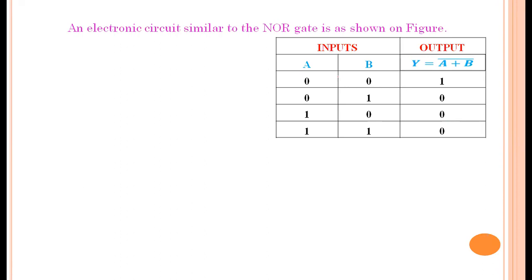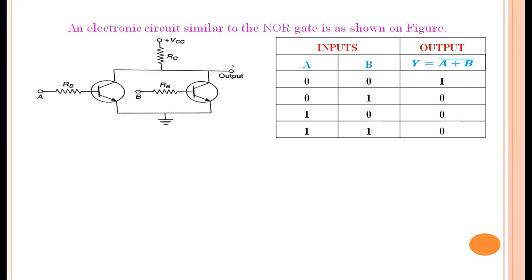Similarly, we can construct an electronic equivalent circuit using two transistors, as shown in this figure. These are two NPN transistors. The two bases are connected to two switches, B and A, which are our two input variables. The two collectors are connected to the plus VCC battery, maybe 5 volt. The output Y is taken from the collector node. The two emitters are connected to ground. So this is the electronic equivalent circuit of the NOR gate.